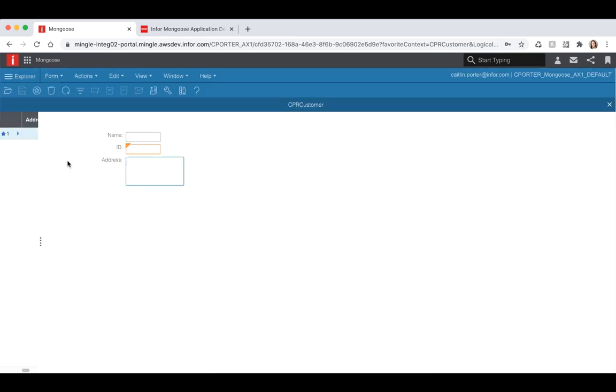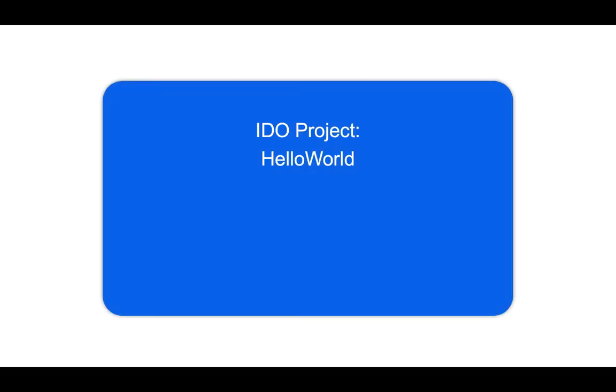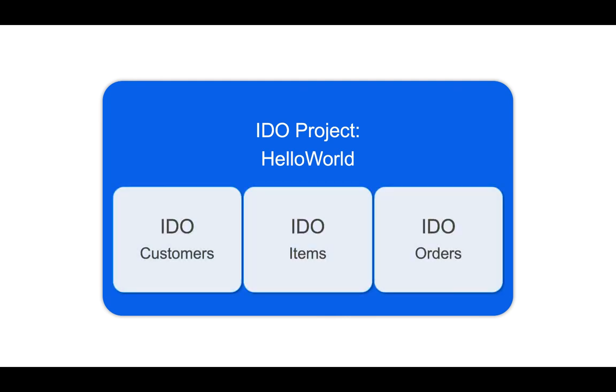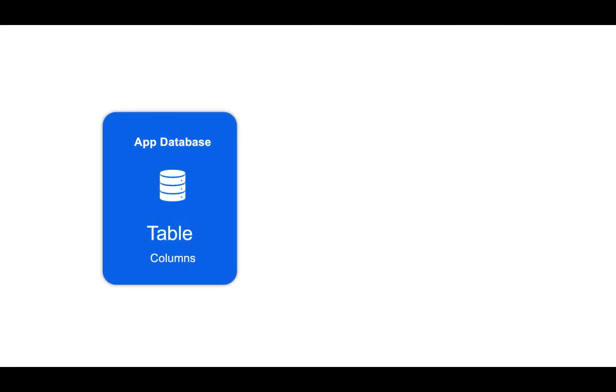Let's review what we just did. We first created an IDO project named Hello World. This is a great tool for organizing and grouping together all of our IDOs. We will utilize this more later on when we build our items and orders IDOs as well. We then use the new data maintenance wizard to create our customer table and columns. These tables are stored in the app database inside Mongoose.